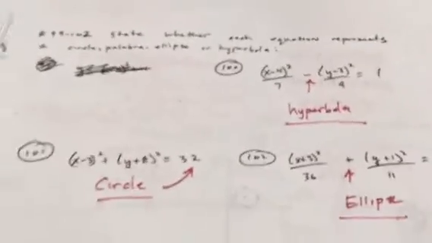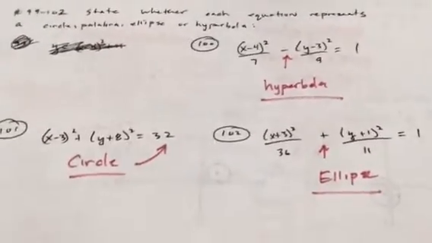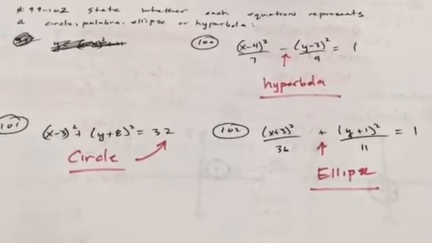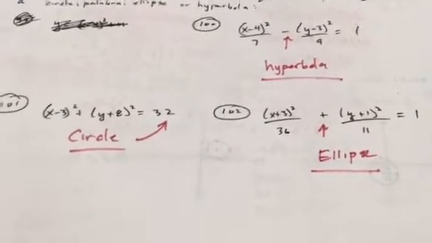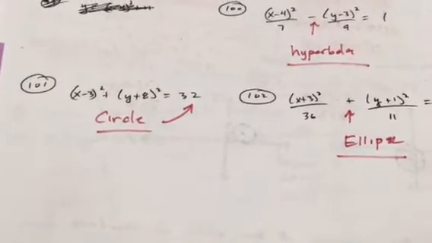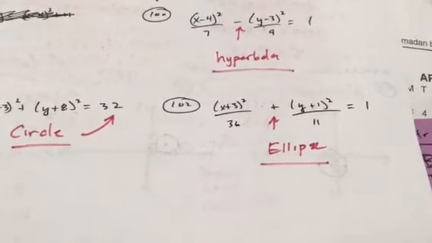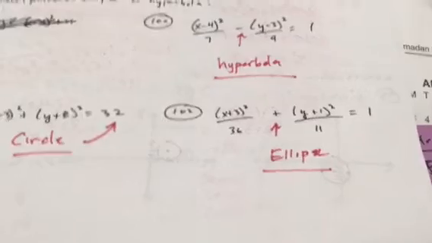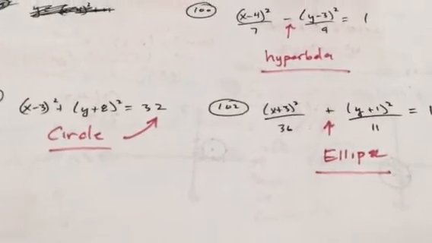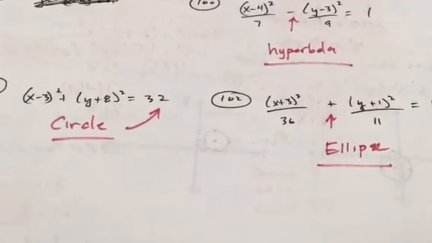And finally, you can get rid of the next few. I'll give you a little bit easier ones because these are not centered at the origin, but the minus makes it a hyperbola on 100. The plus, and the lack of a denominator, makes it a circle on 101. 102, the plus in the middle and the denominators make it an ellipse. All right, folks, this is your final exam review, guys.